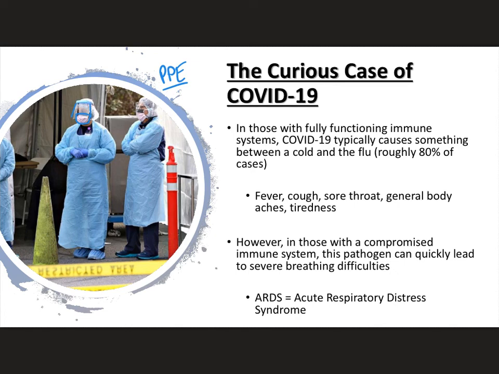But it appears that within a few days, it goes away for most people. However, if you have a compromised immune system, the pathogen can quickly lead to severe breathing difficulties, something that we call ARDS, or acute respiratory distress syndrome. In this scenario, this can basically begin to cause lung failure, and the person feels like they are asphyxiating, right, choking, or drowning. And if this occurs, it can lead to death. So this can be very serious and very severe in people who are immunocompromised.